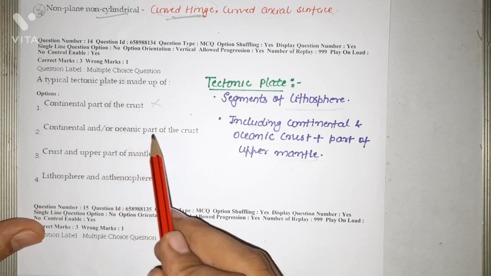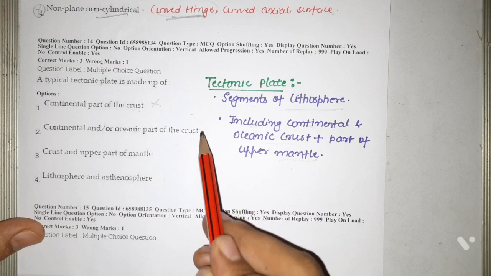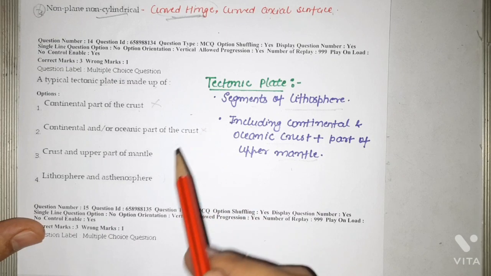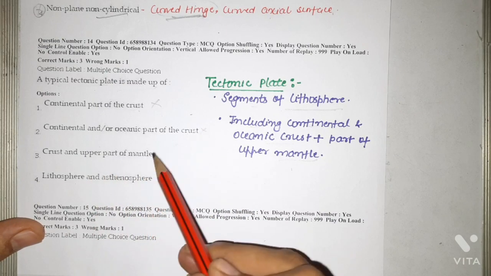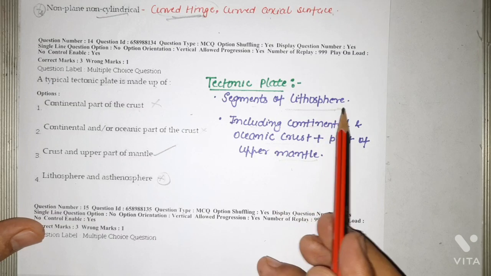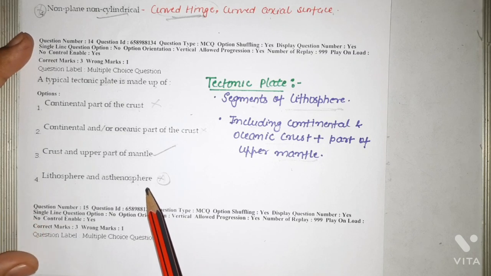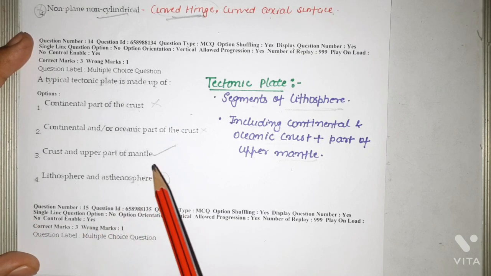Continental and/or oceanic part of crust is also incomplete because it doesn't involve the upper mantle, so this is also incorrect. Crust and upper part of mantle, this is correct. Lithosphere and asthenosphere is incorrect because tectonic plates are segments of the lithosphere, not of the asthenosphere, though they float upon the asthenosphere. They are not part of the asthenosphere, so this is also incorrect. The correct answer to this question is crust and upper part of mantle.